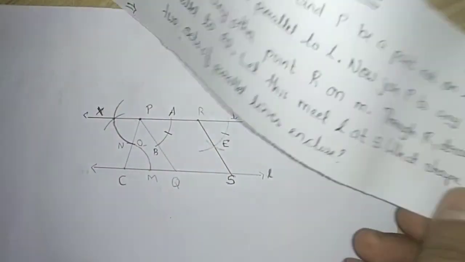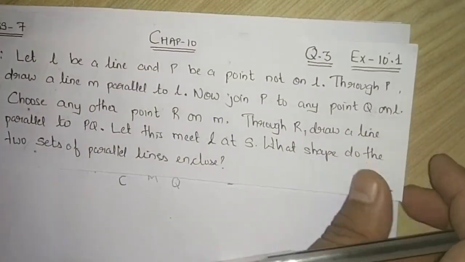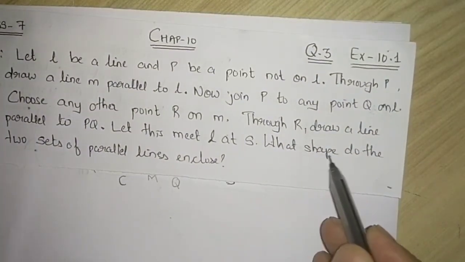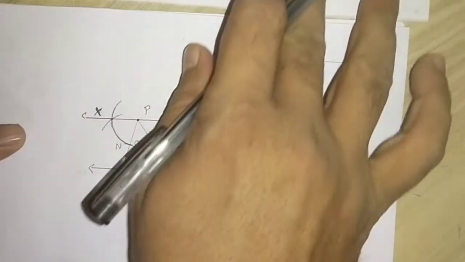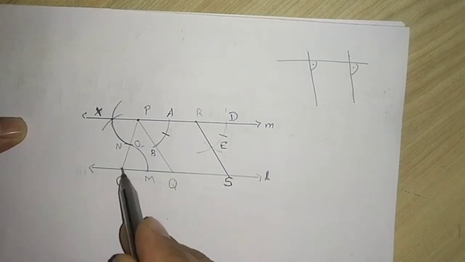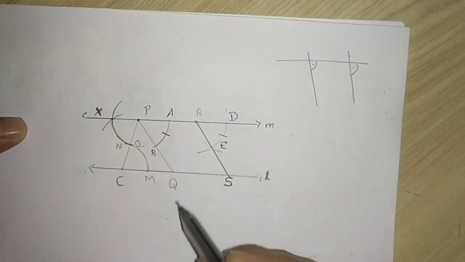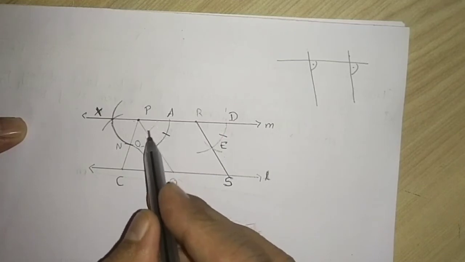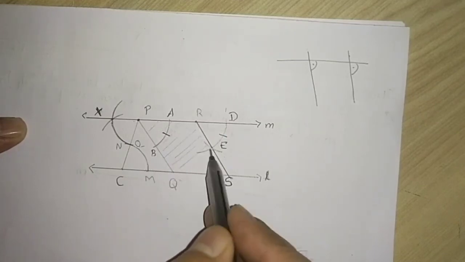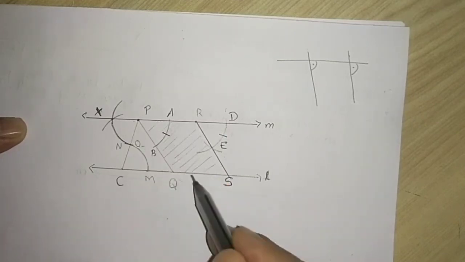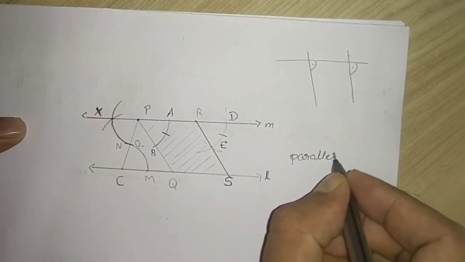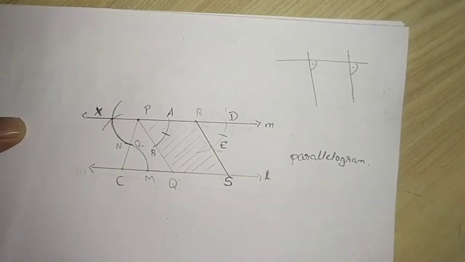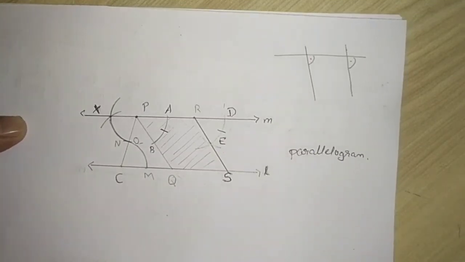Now the last question which they have asked us: what shape do the two sets of parallel lines enclose? Now the two sets of parallel lines are L and M, and PQ and RS. This figure, if opposite sides are parallel, is known as a parallelogram. So this was question number 3.